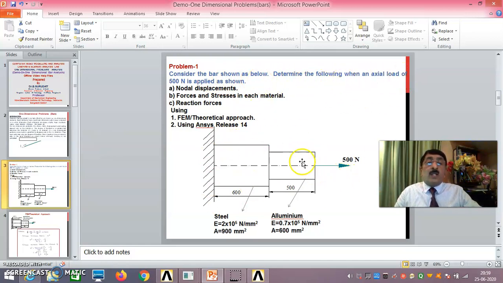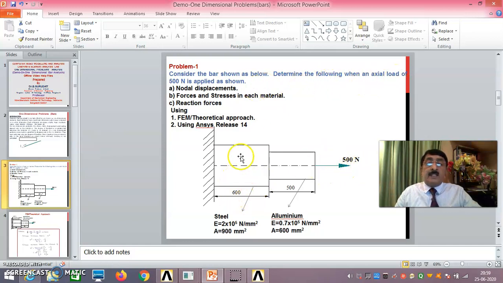As I told you, there is no transverse load, no vertical loads. When you see here, this is the axis of this bar. Axial load is only applied. As a result, axial stresses developed only we will consider. Now I will tell you everything. See here, first is determine the following when axial load of 500 Newton is applied.